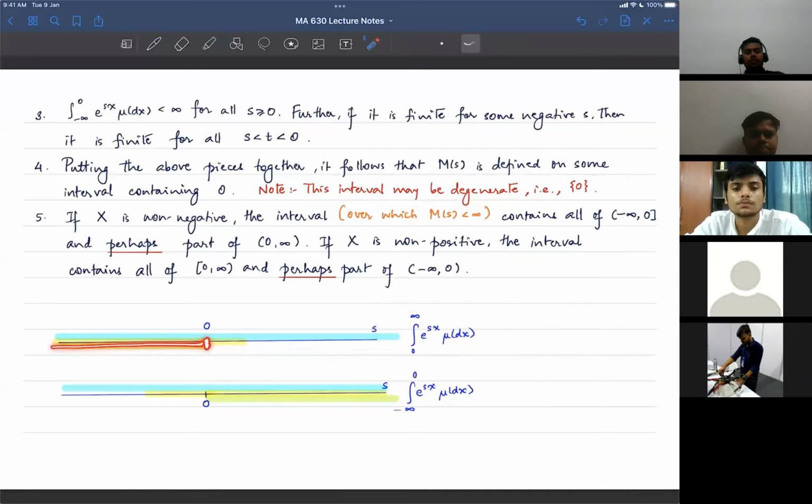So basically look at this picture, look at yellow intersect yellow. What are you going to get? You'll get a finite interval containing 0. Now take yellow intersect green. What are you going to get? Some interval which is not finite.